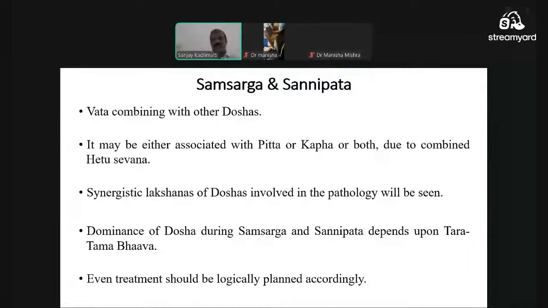Synergistic Lakshanas. What happens in Samsarga and Sannipata is that the combined Lakshanas of Vata Pitta, Vata Kapha, or Vata Pitta Kapha will be seen involved in the pathology of that disease. How to understand which Lakshanas are dominant? The dominance of dosha Lakshanas always depends, in Samsarga and Sannipata, on the Taratama Bhava. Like you see in Rajayakshma and Kushta: Sarvastri Doshajo Yakshma, Doshanam tu Balabalam; Sarvastri Doshajo Kushta, Doshanam tu Balabalam. So Doshanam tu Balabalam is important. Taratama Bhava: whichever is very strong will exhibit the symptoms more. Even treatment should be logically planned accordingly. That means based on the Taratama Bhava only, you are supposed to plan the treatment.